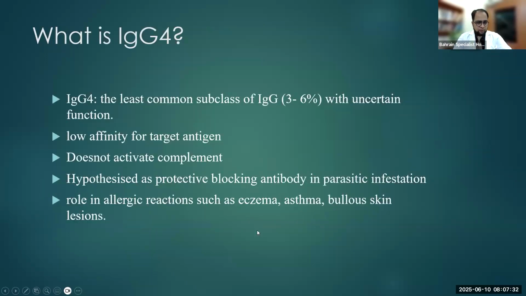So what is IgG4? It is the least common subclass of IgG, constituting 3 to 6% with uncertain function. It has low affinity for the target antigen. It does not activate complement. It is hypothesized that there is some role of this IgG4 in parasitic infestations and in allergic reactions as well. So that's why in allergic reactions and in IgG4 related diseases, we are seeing a slight increase in eosinophils.